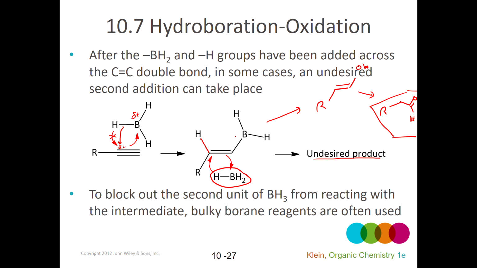Well, the solution that chemists came up with for that problem is to, instead of having hydrogens here, replace these with big bulky R groups. Big R groups that take up a lot of space. And that will block out the second one from coming in, so that this molecule will form and remain in solution until the boron is replaced with an OH, and then the enol can tautomerize to the aldehyde.